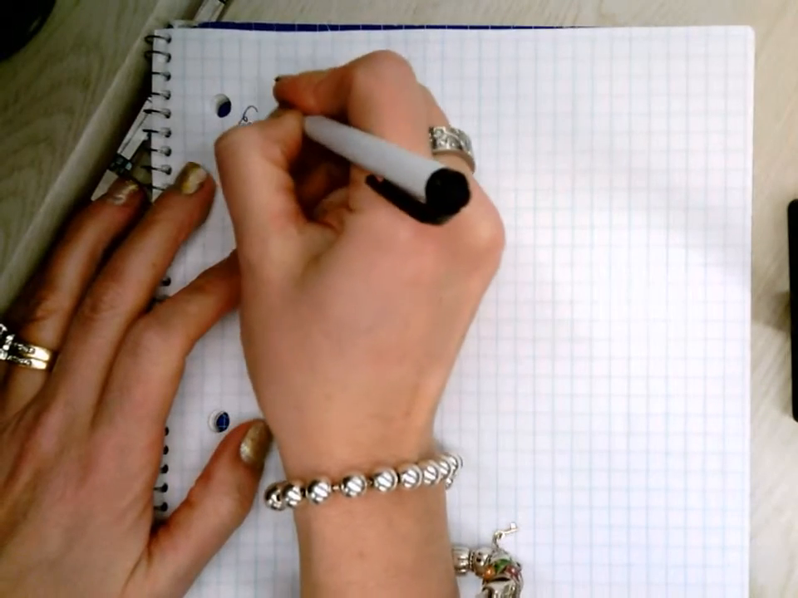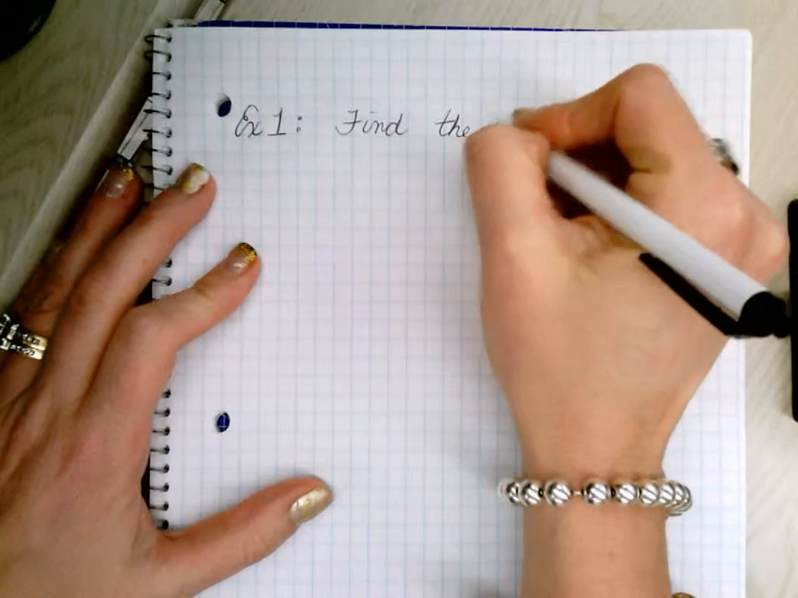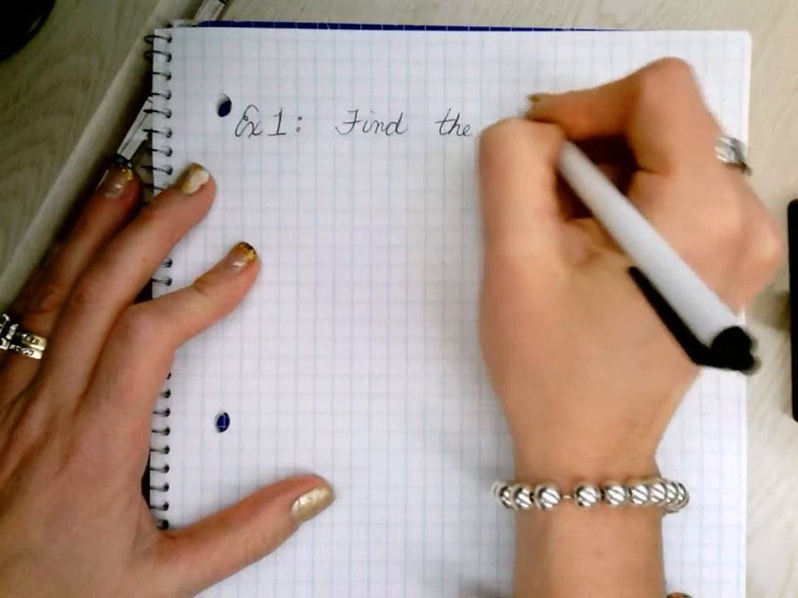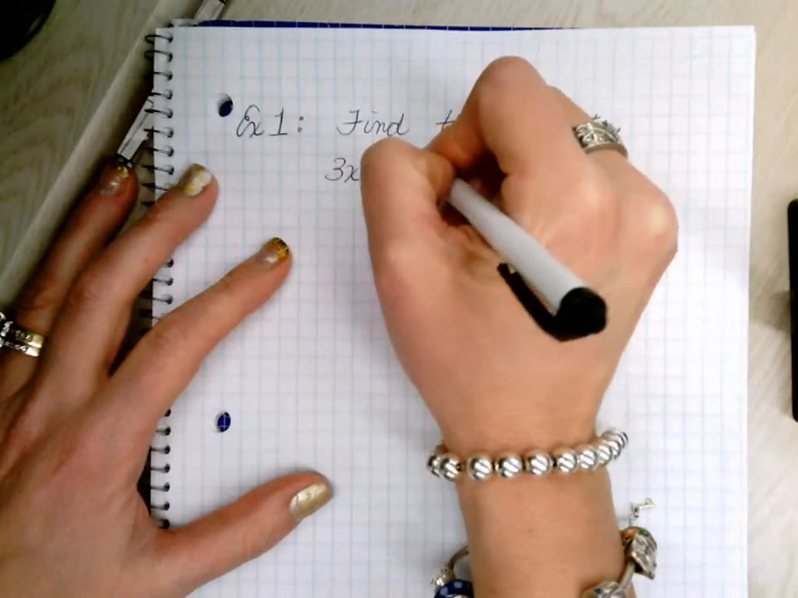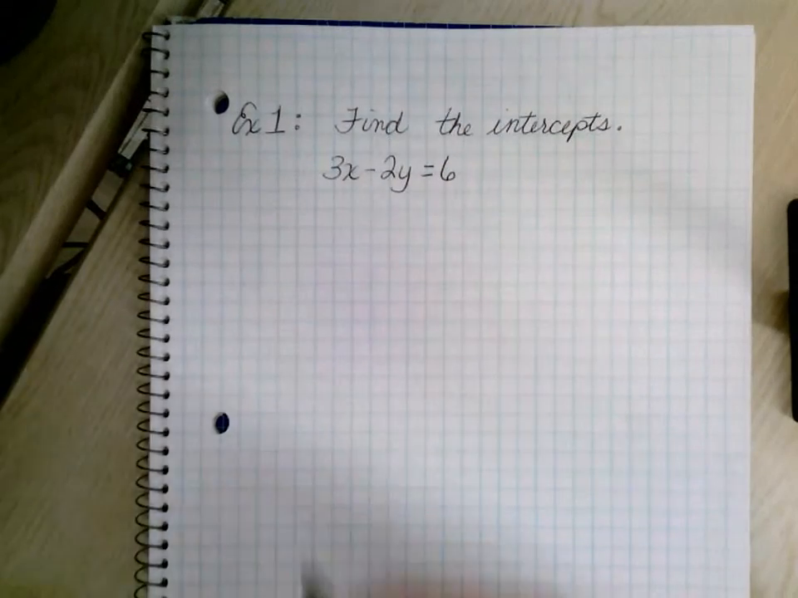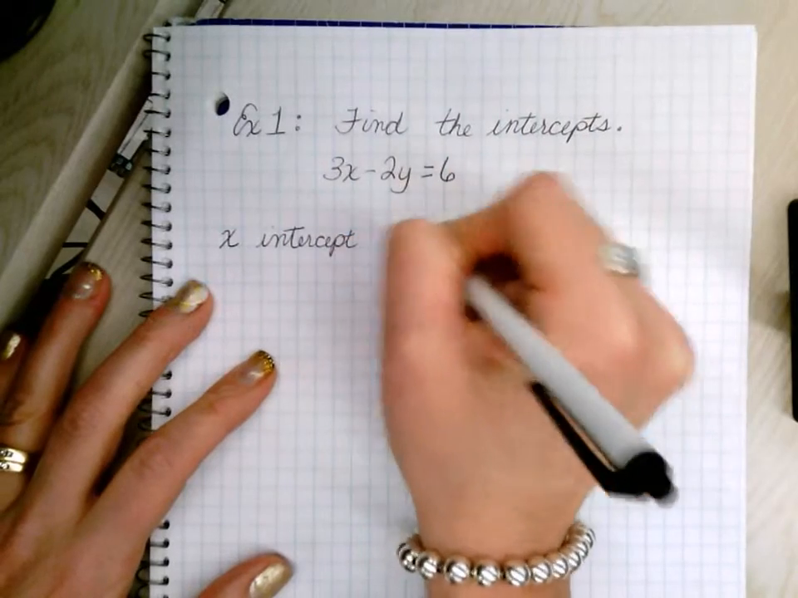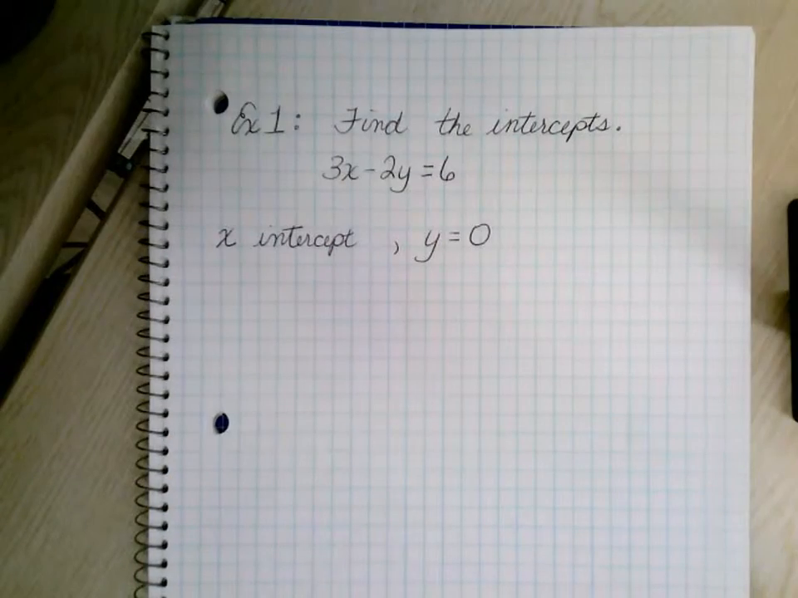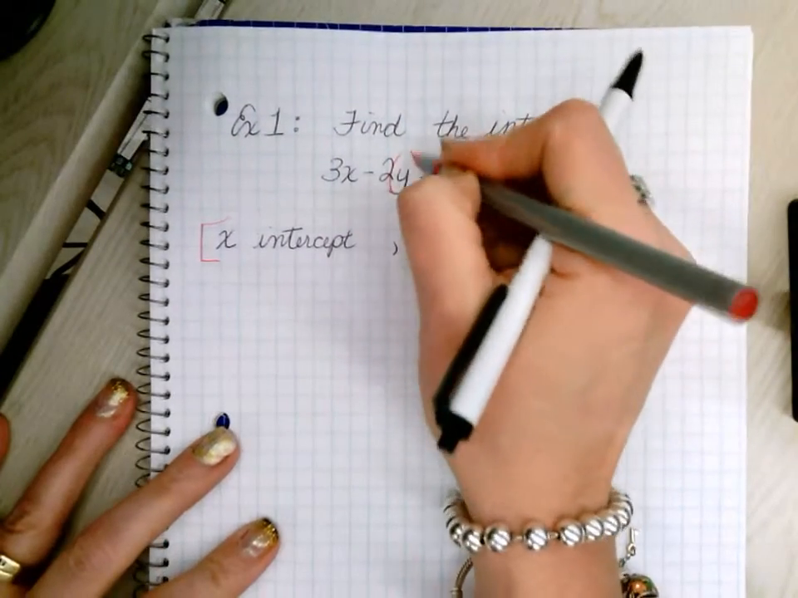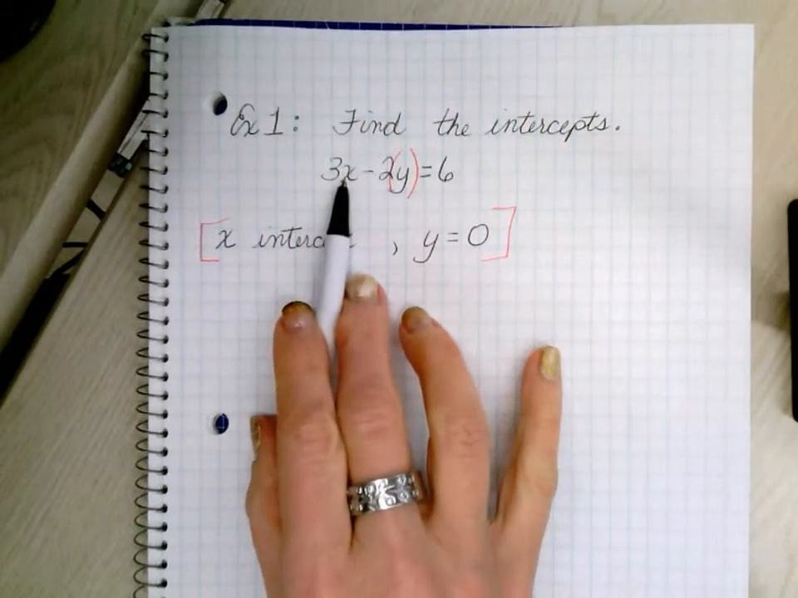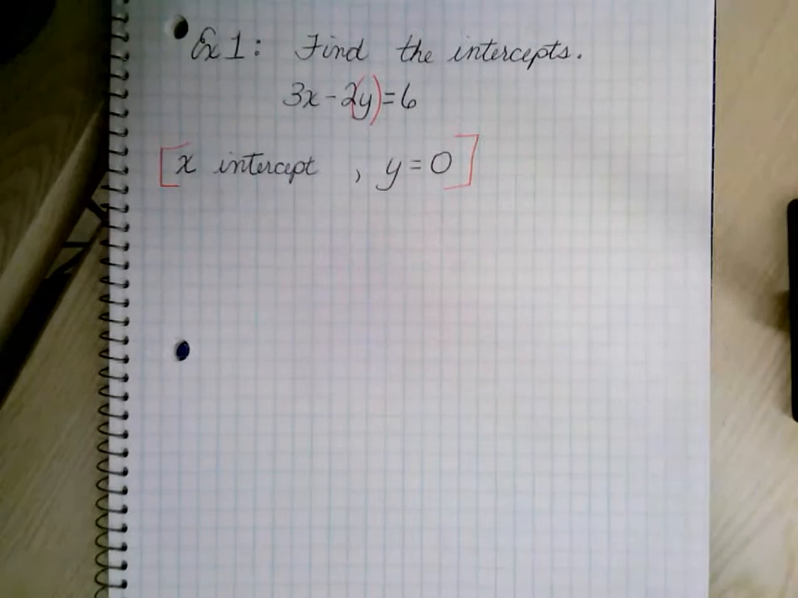In example 1, they say find the intercepts. And they give you an equation, 3x minus 2y is 6. Okay? So in order to find the x-intercept, y equals what? 0. Always equals 0, okay? That was that first thing I shared with you. To find the x-intercept, y must be 0. So if I make that 0, I can solve for the value of x when y is 0. By doing that, I have found the intercept.